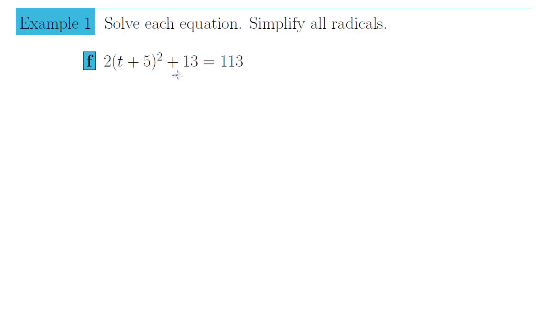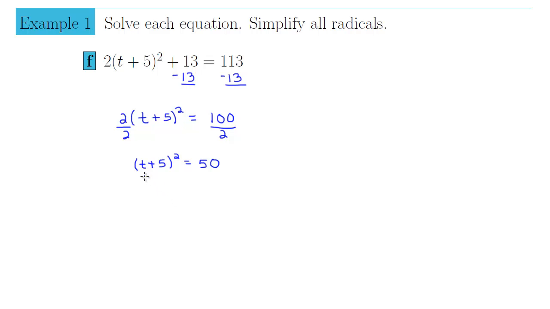So we begin by subtracting 13 from both sides of our equation. That's the first step. Doing so on the left, we get 2 times the quantity t plus 5 squared, and on the right, we get 100. This moves us one step closer to isolating t plus 5 squared. Continue on, divide both sides by the number in front of that quantity, 2. When we do that, that gives us on the left side t plus 5 quantity squared equals 100 divided by 2, which is 50.